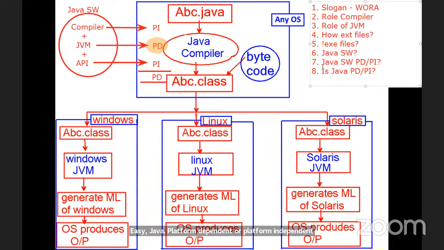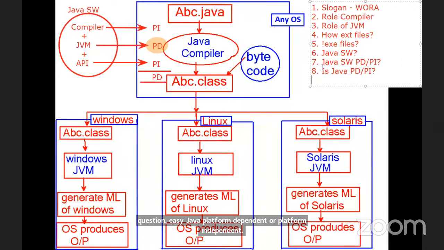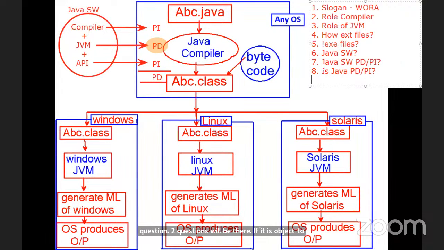Now the next question I'm asking, listen: is Java platform dependent or platform independent? After 27 years, people are still asking this question. It is a face-to-face interview question or an objective round question. 2 questions will be there. If it is an objective round question, what should I choose? If it is a face-to-face round question, what should I choose? First of all, tell me, is Java platform dependent or platform independent? What is your answer? Suppose you are in the interview room and I am the interviewer asking this question. What will you answer?